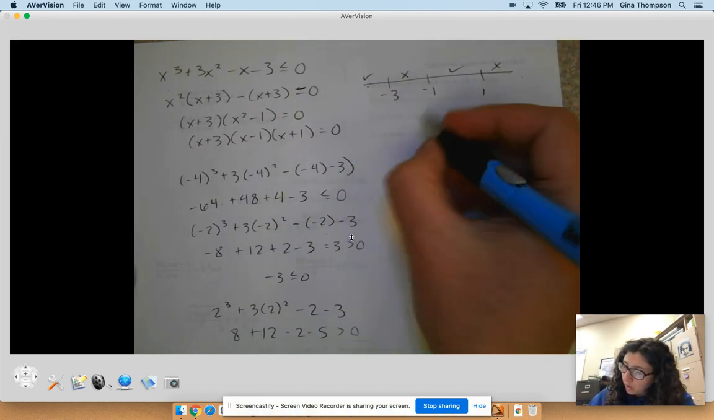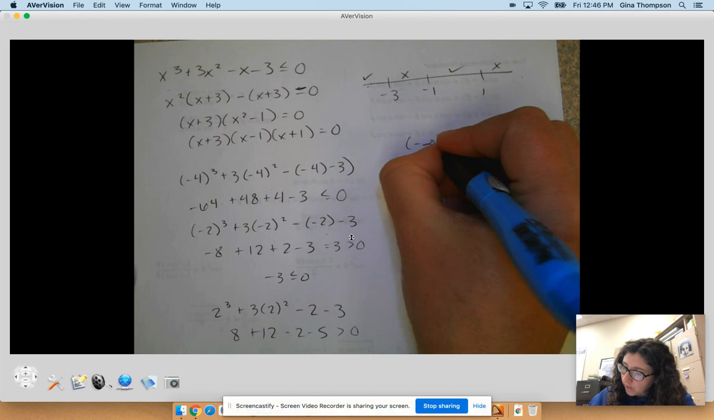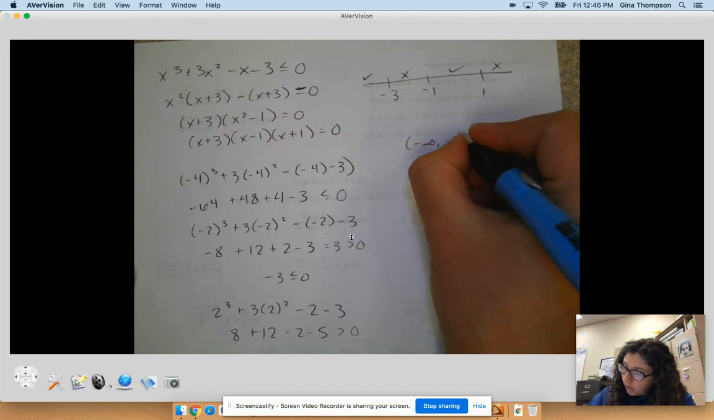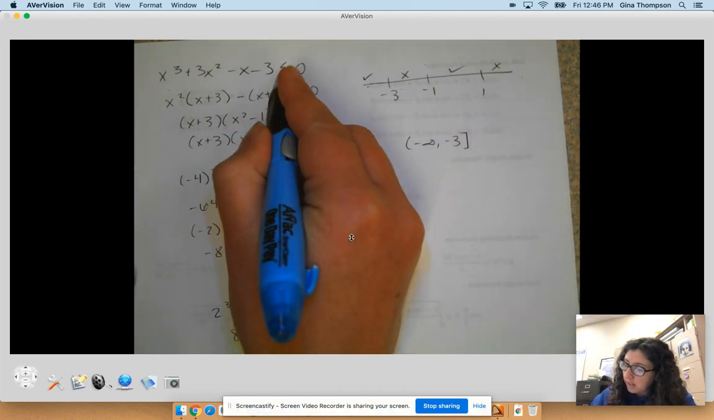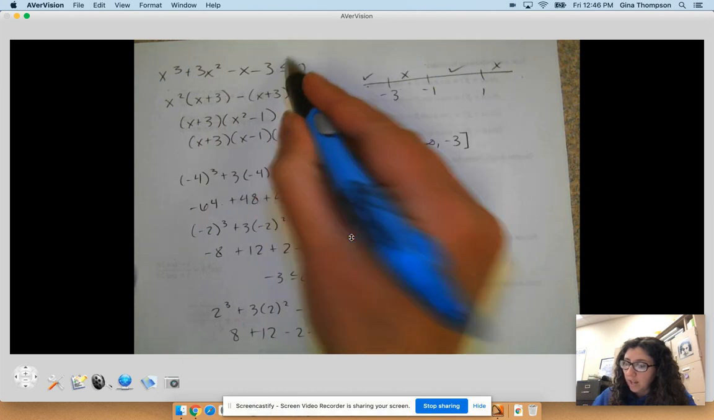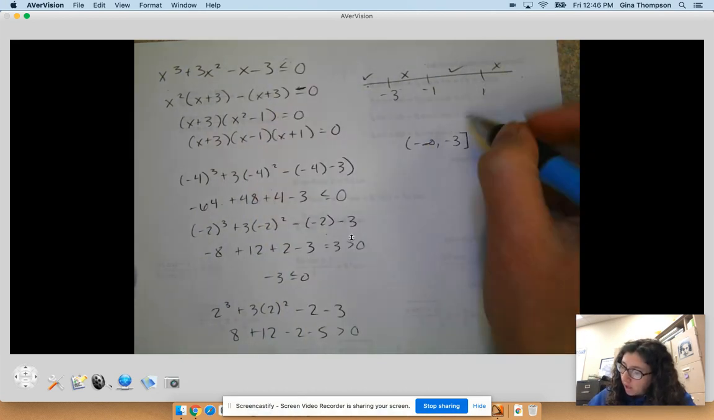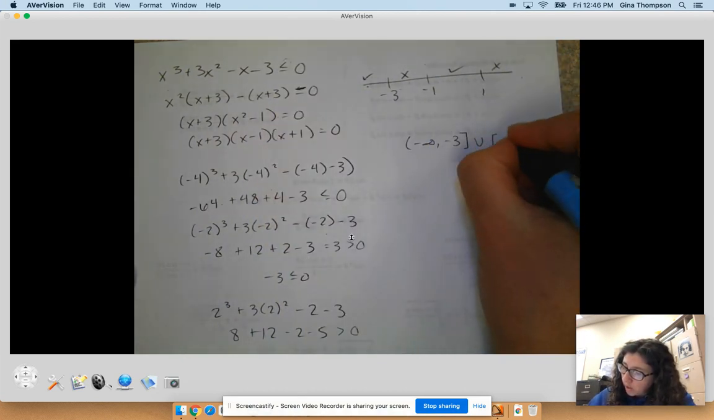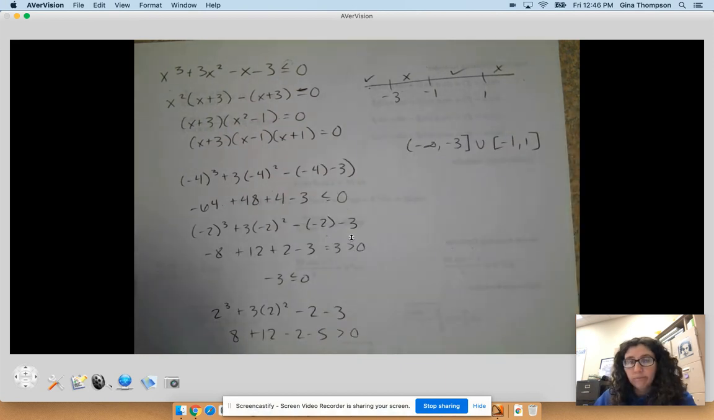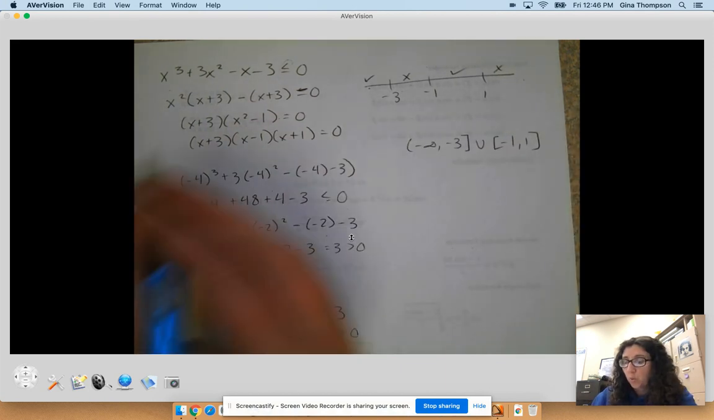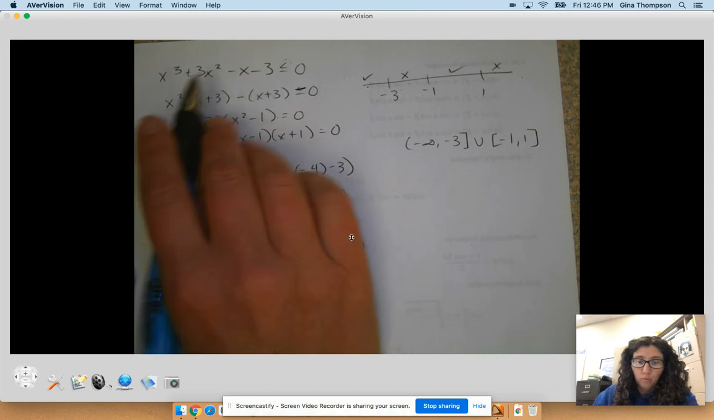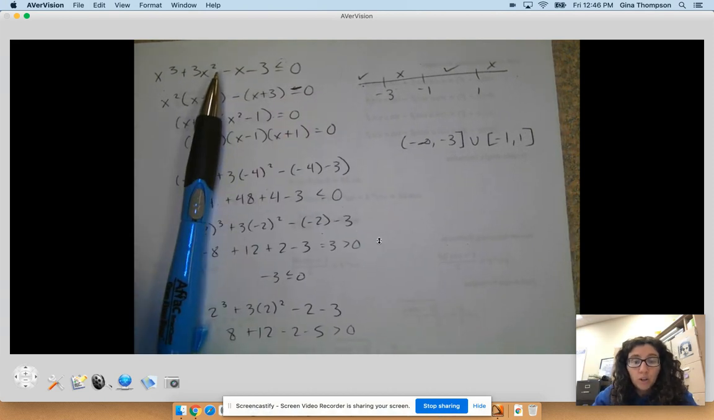So my solution is going to be -infinity to -3, and I'll include a square bracket because my original inequality had less than or equal to, union with -1 to 1 with square brackets. Okay, on those two intervals, this original inequality is true. So those are polynomial inequalities.